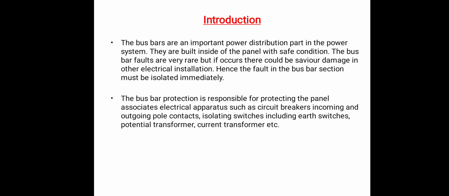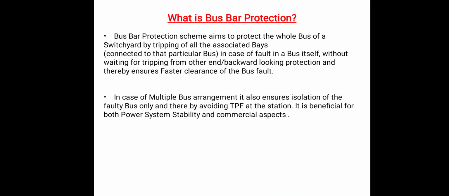The busbar protection is responsible for protecting the panel associated electrical apparatus such as circuit breakers, instrument transformers, and other heavy equipment. Then what is basically busbar protection? A busbar protection scheme aims to protect the whole bus of a switchyard by tripping off all the associated bays in case of a fault in the bus itself, without waiting for tripping from the other end, backward looking protection, and thereby ensure faster clearance of the bus fault.